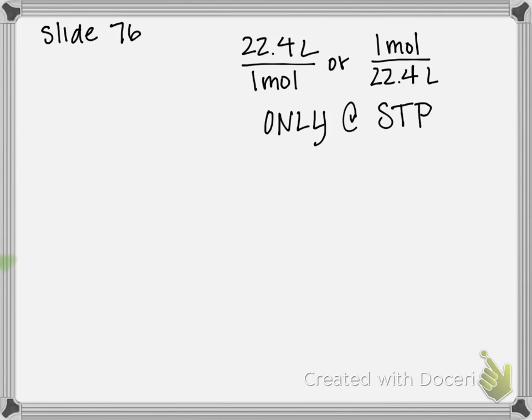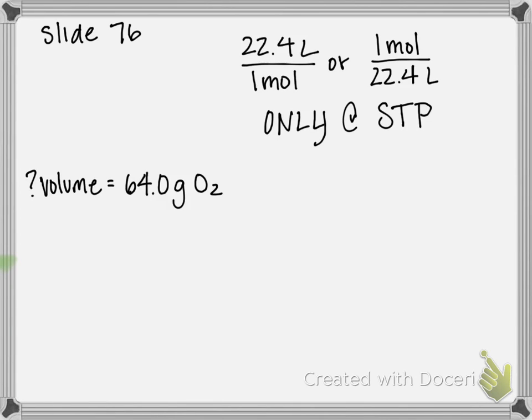So for this problem, it's asking us what volume is occupied by 64.0 grams of oxygen at STP. And this is on slide 76 of our chapter 11 PowerPoint. Somewhere in this problem, we're going to use this conversion that I just wrote, this 22.4 liters per mole. First we have to figure out what we're looking for. We're looking for a volume, so I'm going to write question mark volume. The only number we're given is 64.0 grams of oxygen, so that's what I'm going to start with.